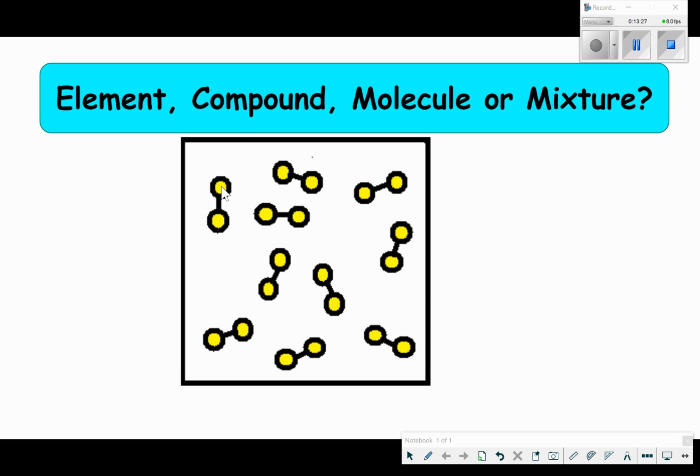Here we've got yellow atoms, but these atoms are joined. So this is technically an element, whatever represents the yellow color, but this is also a compound. The reason we know this is not a molecule is because it is made of two of the same elements. Molecules have to be two different elements. We know it is not a mixture because they're all the same color.